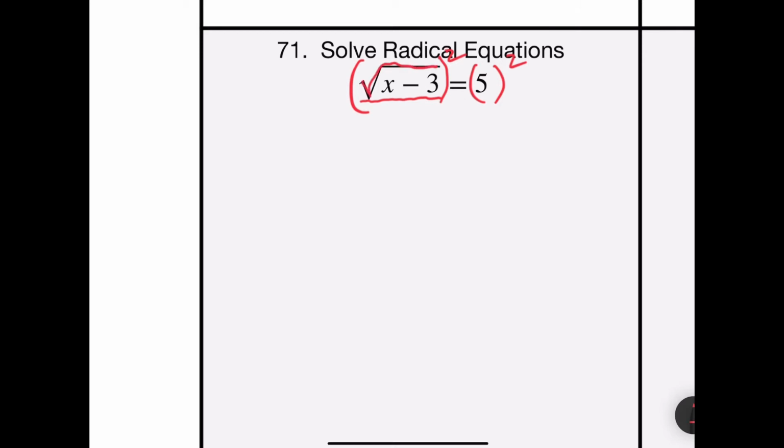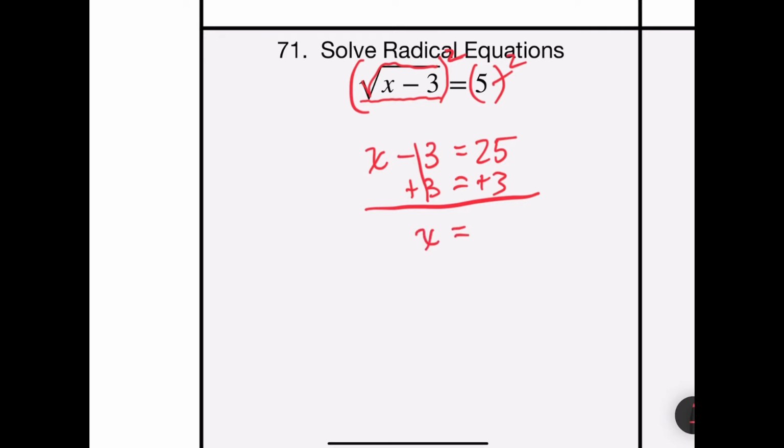Taking a square root and squaring are opposite operations, or as some people say, they cancel one another out, and that will leave me with x minus 3. On the right side, 5 squared is 25. And now I have a very basic equation. I will add 3 to both sides to solve. Negative 3 plus 3 is 0, 0 plus x is x, and 25 plus 3 is 28.